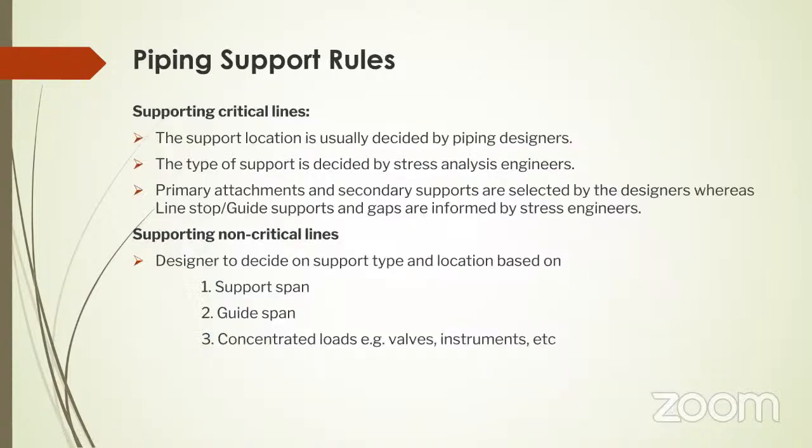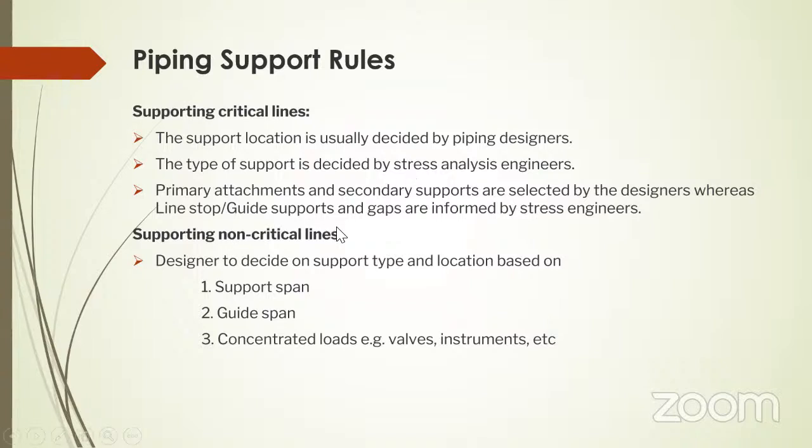And then common piping support rules. If it is a critical line, the support location is usually decided by the piping engineers. The type of support is decided by the stress analysis engineer. So in the upcoming training session, you are going to see the details about the stress analysis. From the stress analysis, we will come to know what types of support we can provide, whether it is an anchor support or a guide support. We will decide based on the stress analysis report.